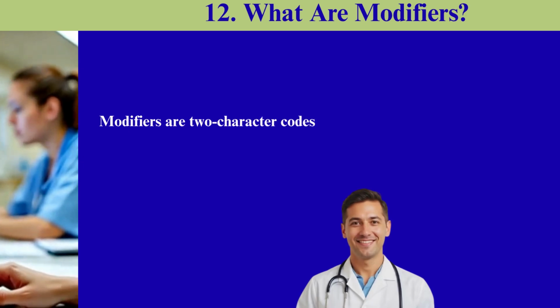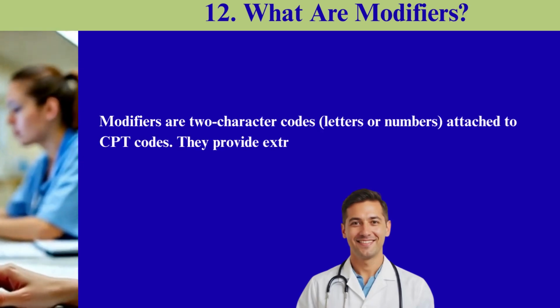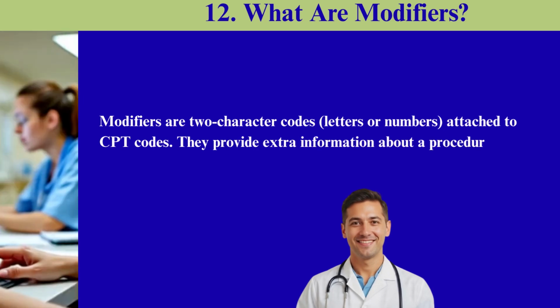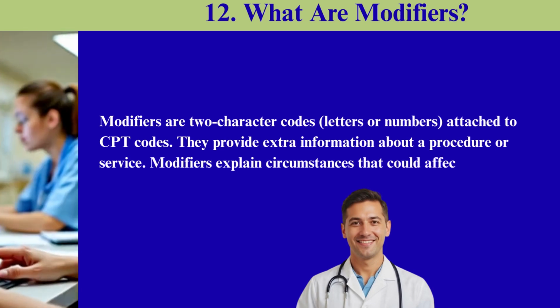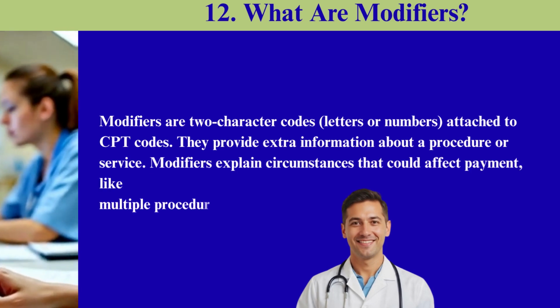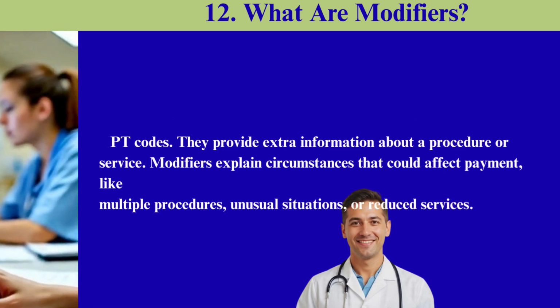Modifiers are 2-character codes, letters or numbers, attached to CPT codes. They provide extra information about a procedure or service. Modifiers explain circumstances that could affect payment, like multiple procedures, unusual situations, or reduced services.